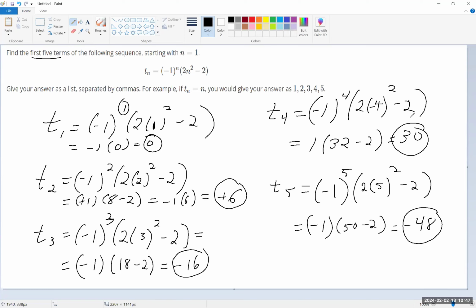So one probably important characteristic to help us know whether we're moving in the right direction is noticing that the answers go back and forth between positive and negative. And that's because of this negative, and it changes sign depending on the exponent. So that's how you generate the 5 terms.